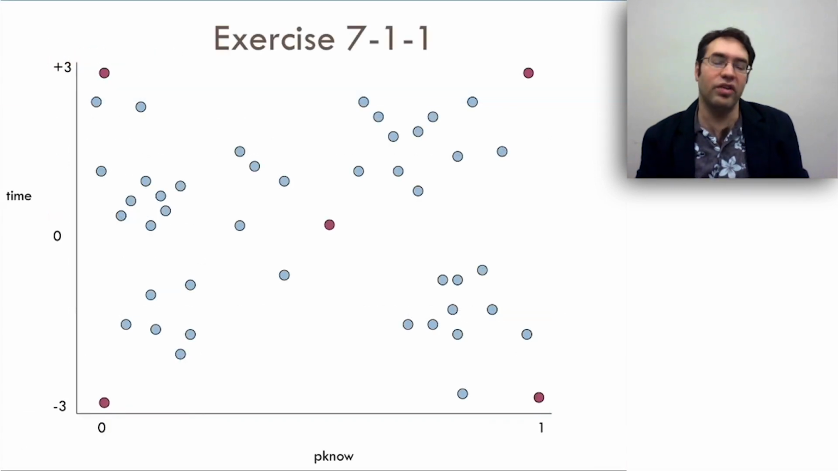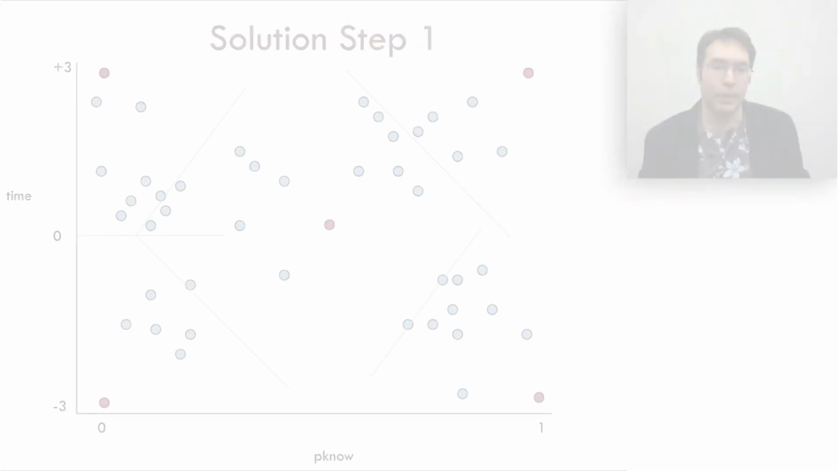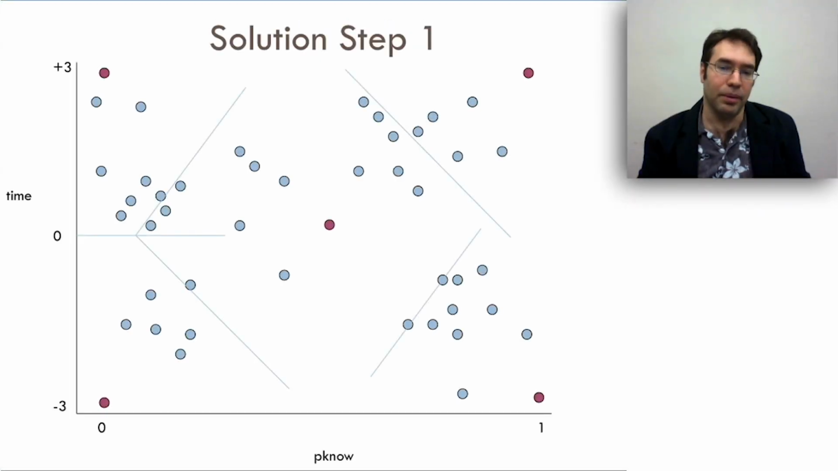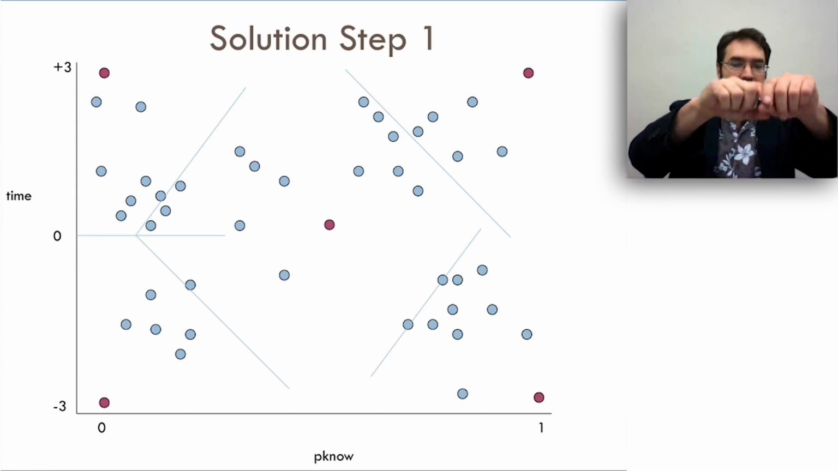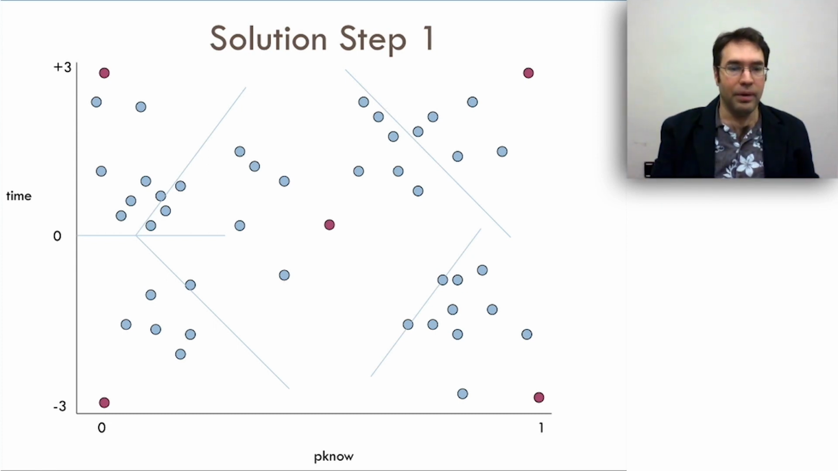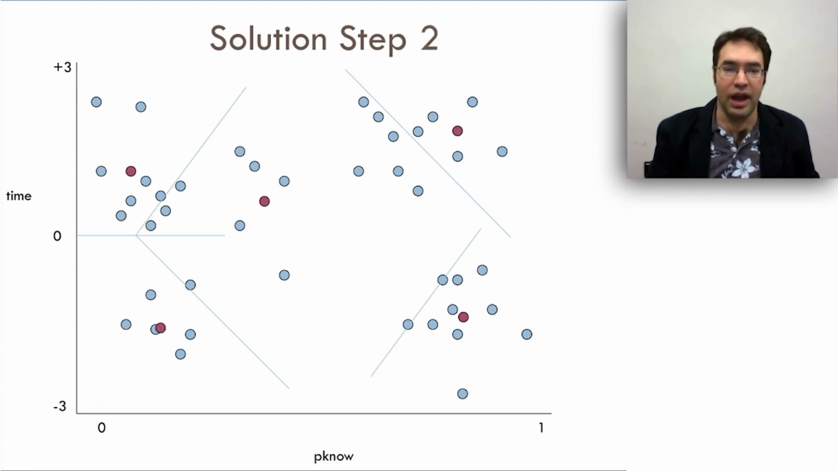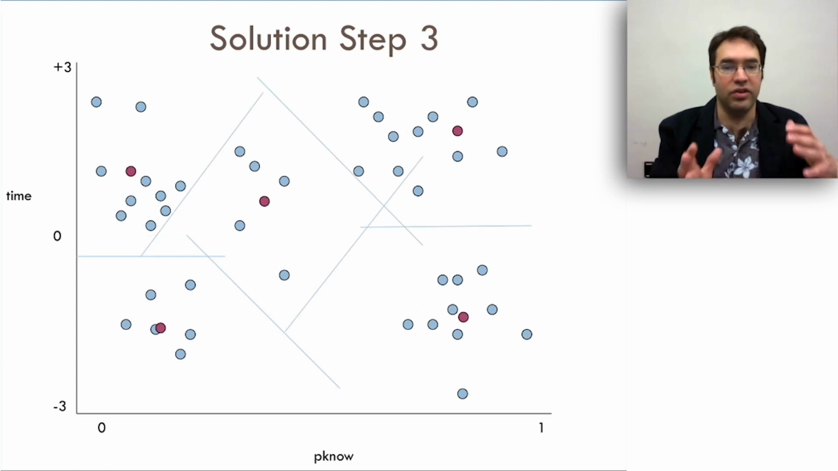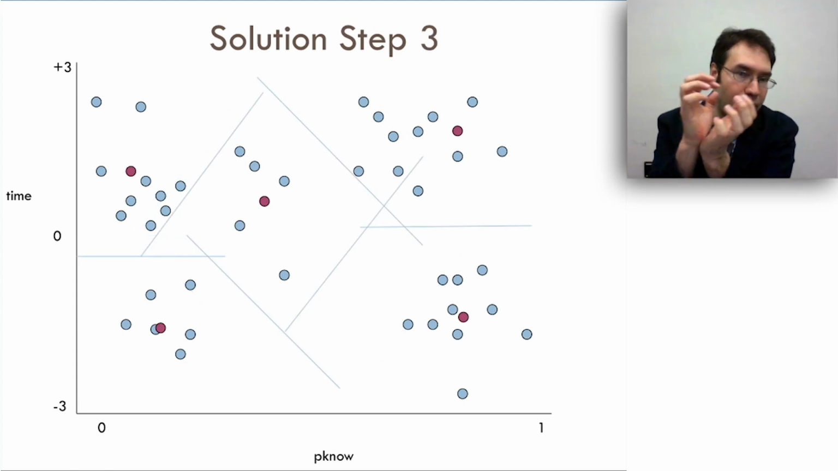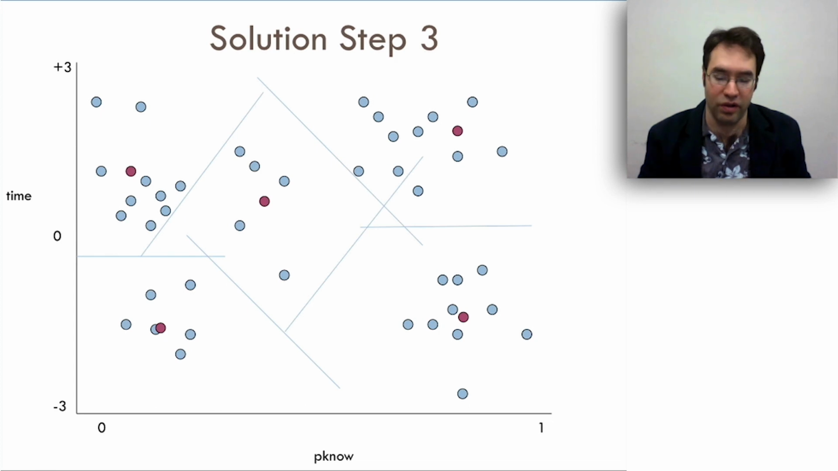So here's exercise 711. So here's solution step 1. We can see that we start with these initial centroids, and here's the Voronoi diagram. And guess what's going to happen? For example, the top left point is going to march down, the bottom left point is going to march up and right. They're all going to march towards the center. And that's what happens. So now we adjust the Voronoi diagram, and you can see that the center cluster loses a lot of points to the other clusters.